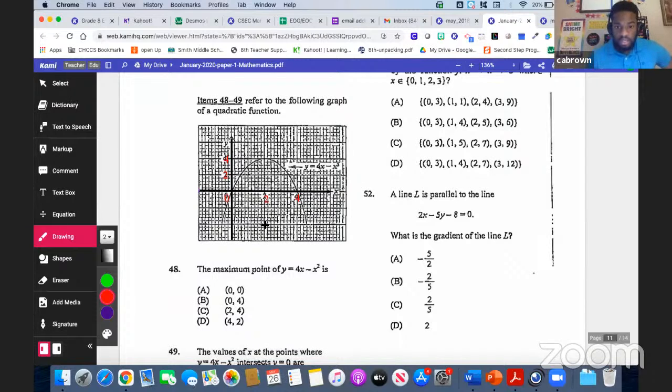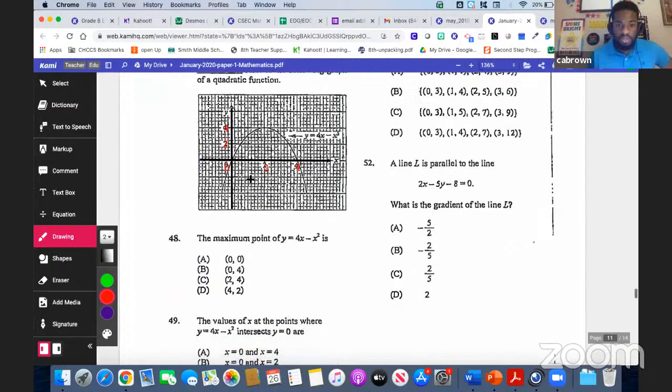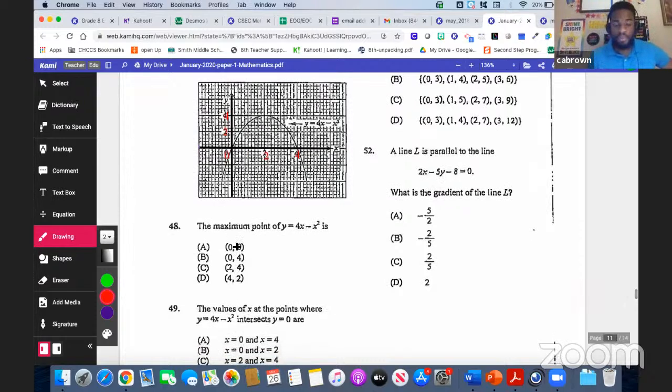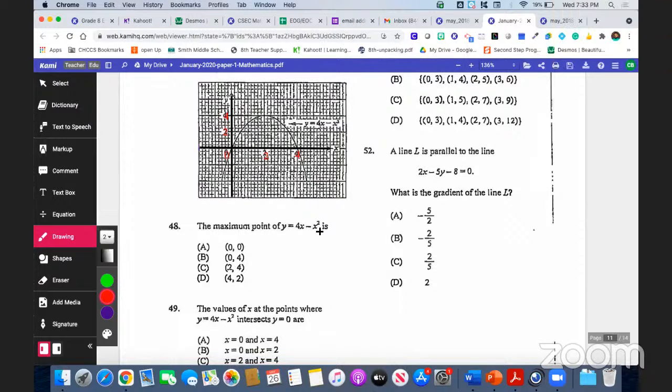48. The graph was a little bit off, so I tried to make it a little better. I think we did this problem already, if my memory serves me right. The maximum point of y equals 4x minus x squared. When we talk about maximum, we're talking about the highest point and where it happens. And you're saying it's C? All right, let's see.